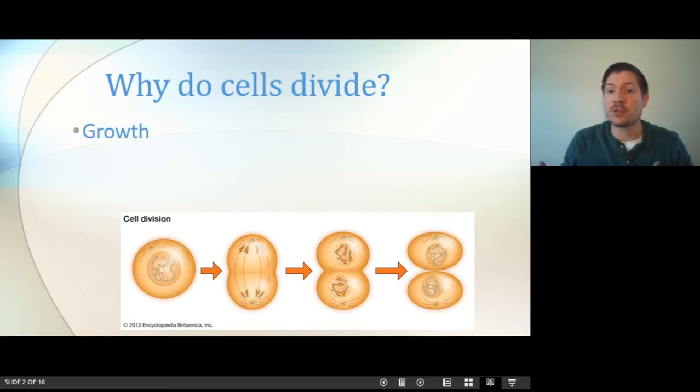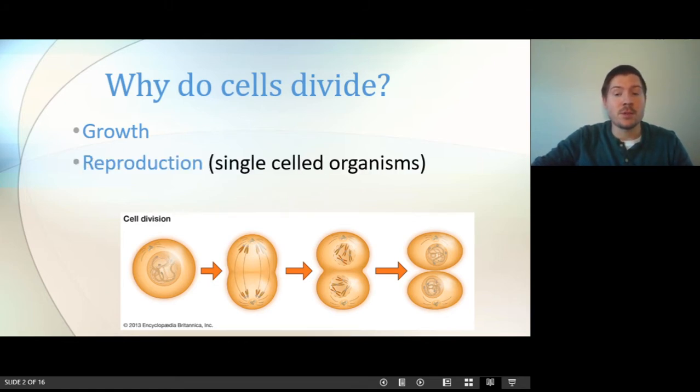One reason is simply growth. Many multicelled organisms get bigger over time, and to get that increased size, you need cells to divide to make new cells. Another one, for single-celled organisms, cells divide in order to reproduce. For example, bacteria reproduce in a separate process called binary fission, but they separate one cell into two cells, and now there are two bacteria rather than the one.